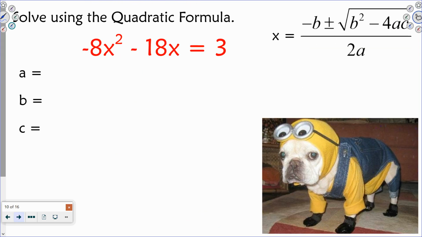All right, we got 2 to go, right? Little minion dog. Ain't he cute? All right, go ahead and do minion dog on your own. He's got little boots on.